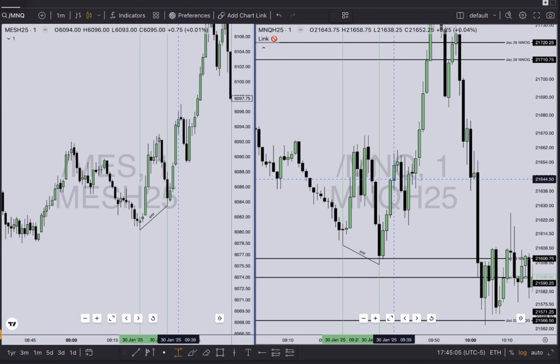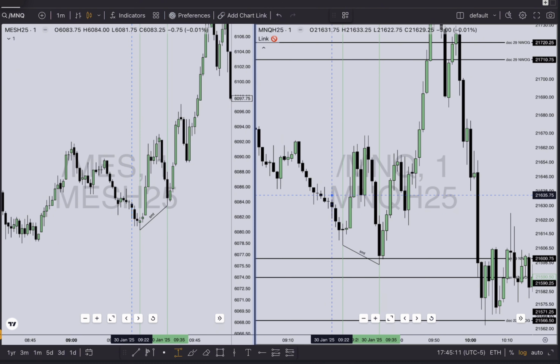So what it is, basically, is that one of the two correlating pairs, since they usually move in sync, right? One makes a high, the other one makes a high; one makes a low, the other one makes a low. They move in sync. It happens when they desync, right?